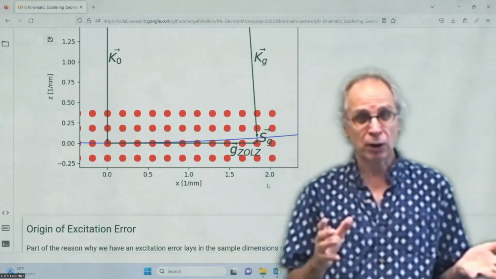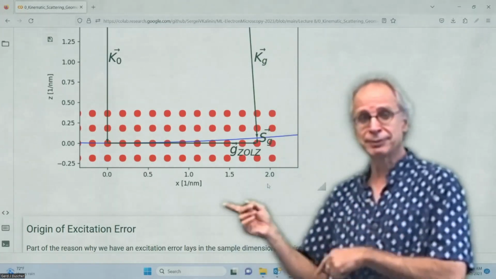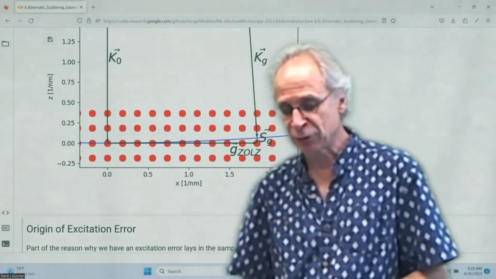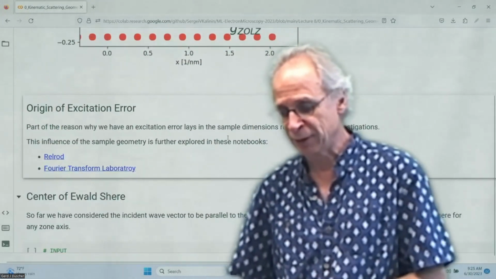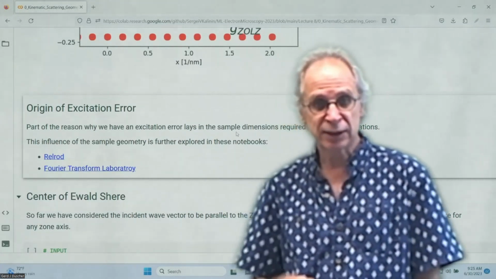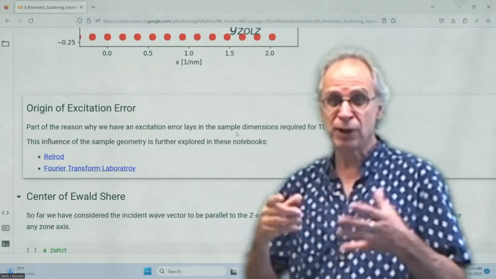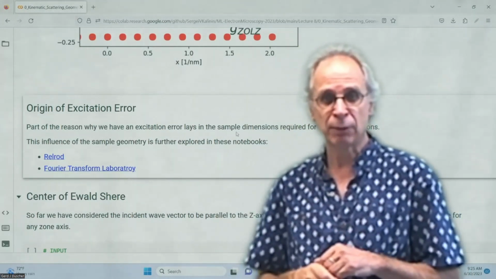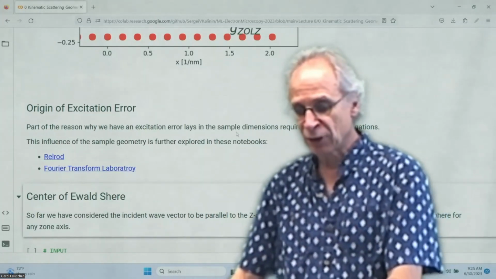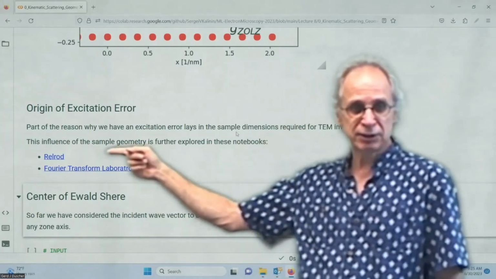Now, if you have nanoparticles and you think it's a disk, this will surprise you, right? So we have to know what we are doing, what kind of shape we have. There's a lot of information in there. This excitation error makes electron diffraction or convergent beam electron diffraction the most precise diffraction techniques that there is. So again, part of it is the sample shape.